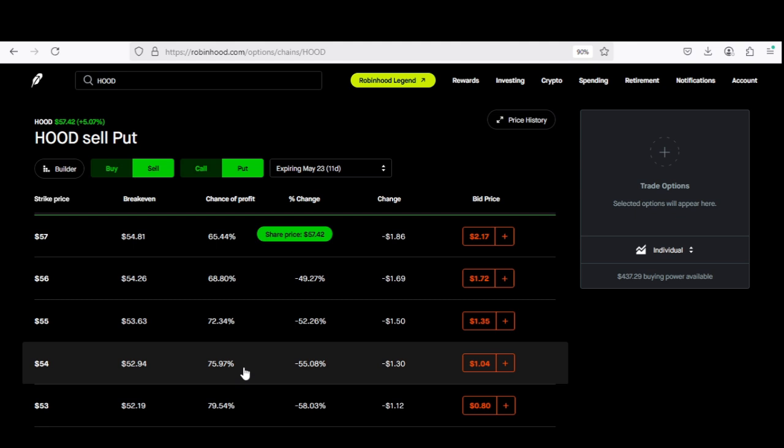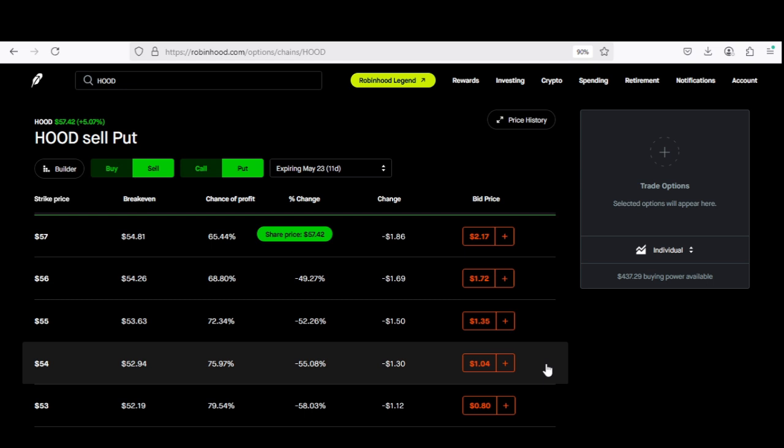Now, because I have a lower chance of profitability and a higher strike price, I'm going to be paid more. The amount I'm going to be paid right now is going to be $1.04, or $104. In my books, based on my risk tolerance, I think this is a much better trade than the $35 or the 50 strike price. Feel free to do with your portfolio as you please. Remember, the only person that's going to know what's best for your portfolio is going to be you.